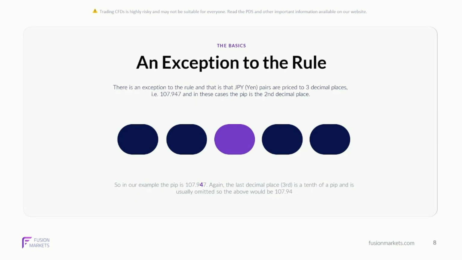There is an exception to the rule when dealing with JPY-yen pairs, as they are priced to 3 decimal places, for example, 107.947. In this case, the pip is the second decimal place, which is 4.